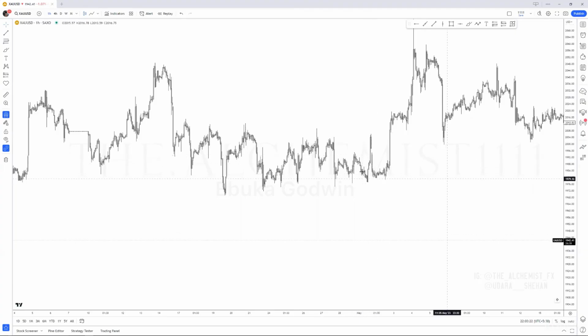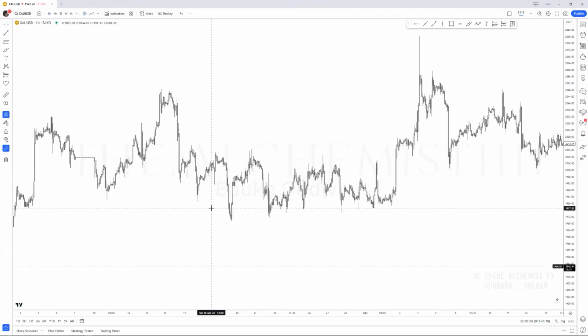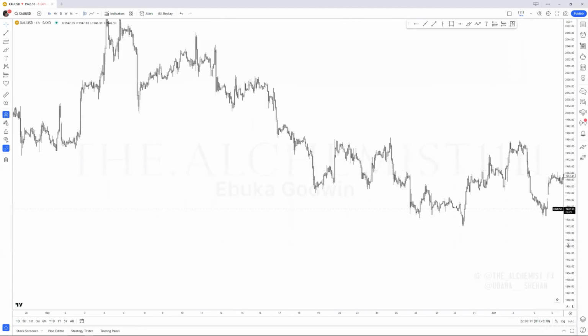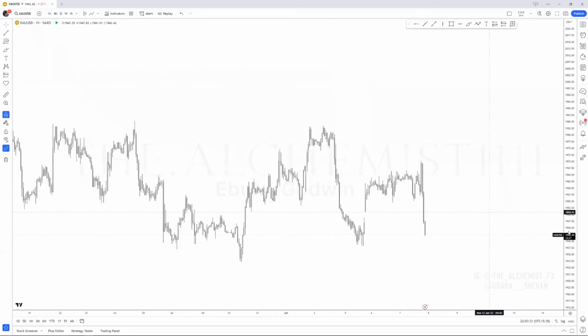Also, when it is in a consolidation, I think it's better to stay out of the market. Okay, so stuff like that. So I'll show you all of it. Okay, I will show you all of it. So that's that.